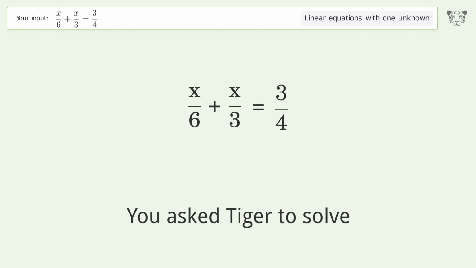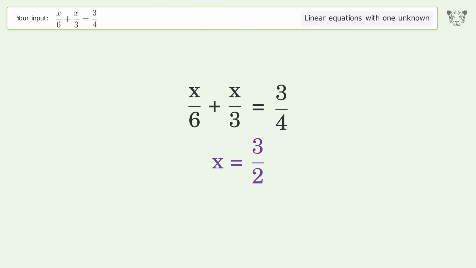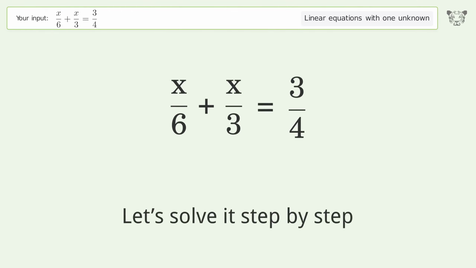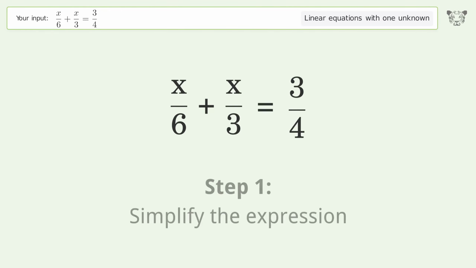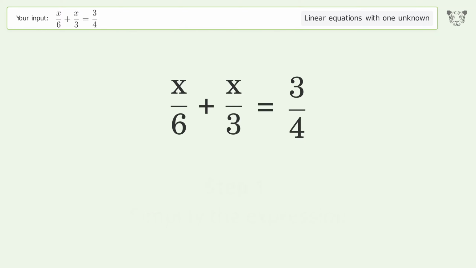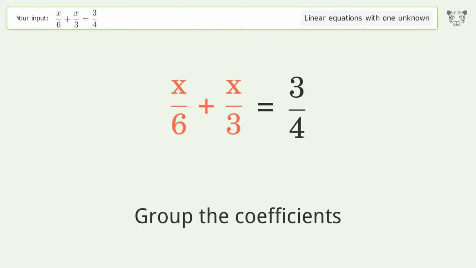You ask Tiger to solve this. This deals with linear equations with one unknown. The final result is x equals 3/2. Let's solve it step by step. Simplify the expression. Group the coefficients.